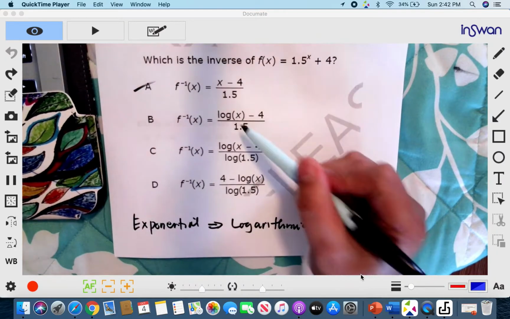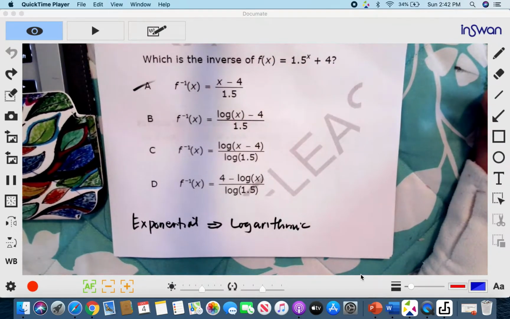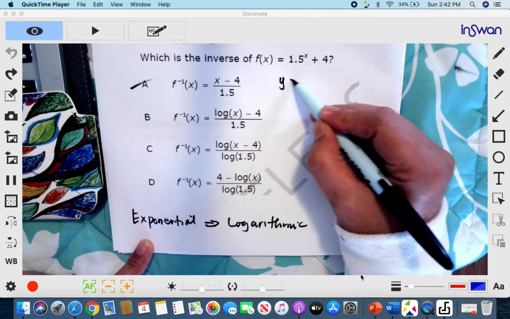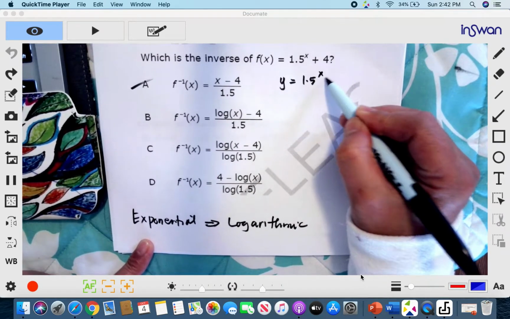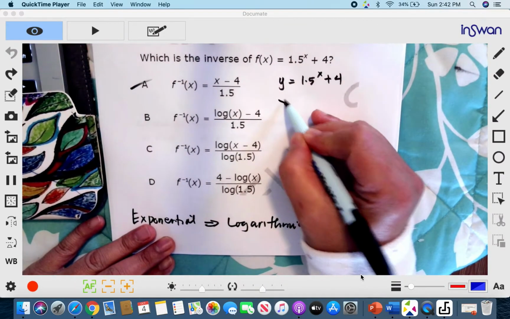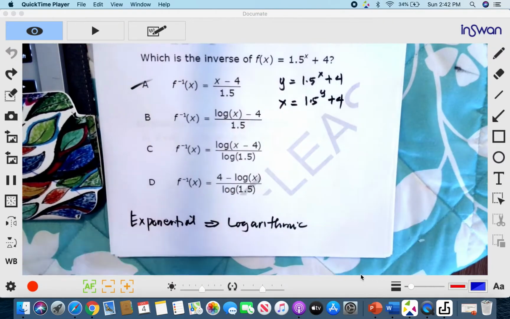So it's between these three functions here. What should we do in order to find the inverse? We will follow the basic steps. We will change f of x to y, y equals 1.5 raised to x plus 4. And then afterwards, we need to flip x and y. So x equals 1.5 raised to y plus 4.